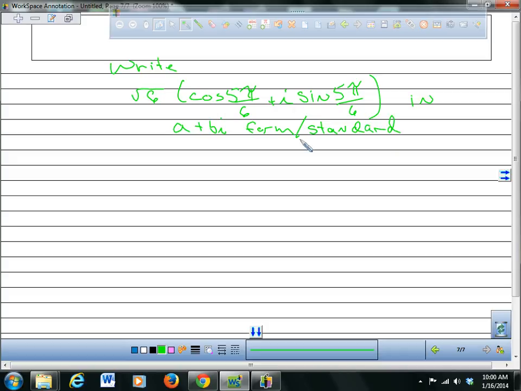So all you have to do is multiply things out. You leave root of 6 as root of 6. You guys remember what the cosine of 5 pi over 6 is? Negative root 3 over 2. Very good. That's negative square root of 3 over 2, plus i, and remember what the sine of 5 pi over 6 is? Positive 1/2. You guys are good. And then you just multiply through and simplify.